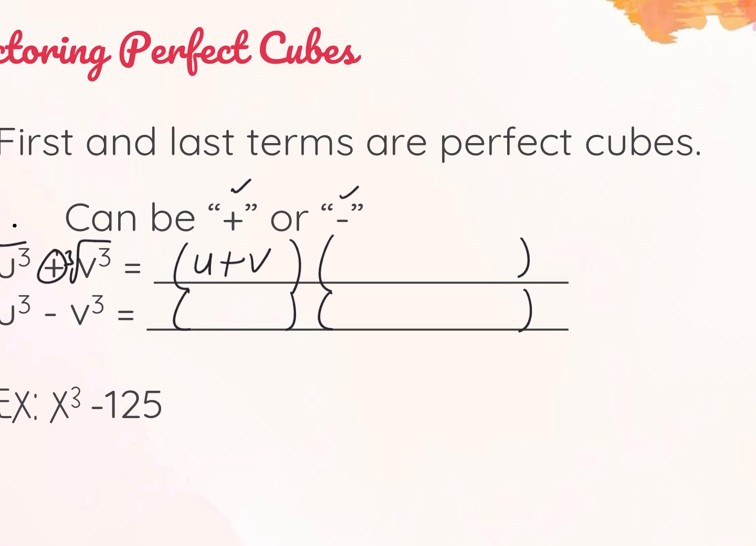And then in my trinomial, it's going to be the square of the first, and then the last one's going to be the square of the last, plus, and then the product of the two in the middle, u times v.